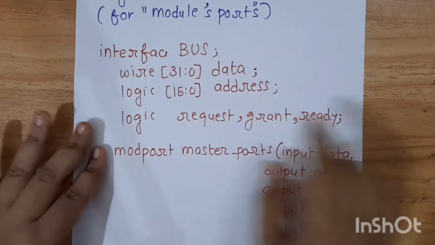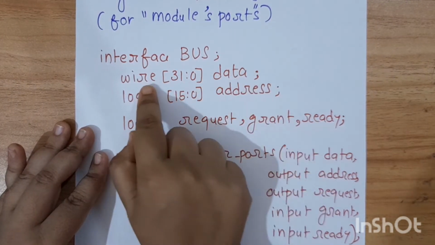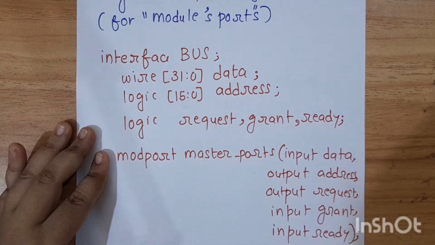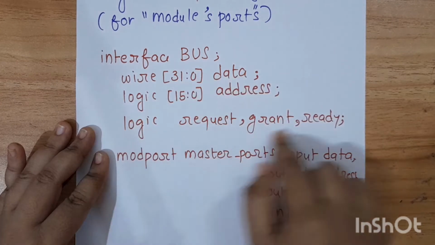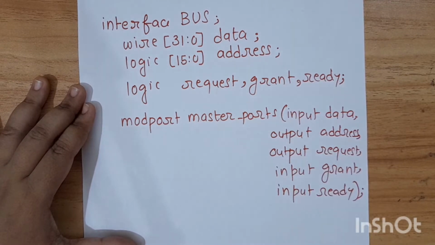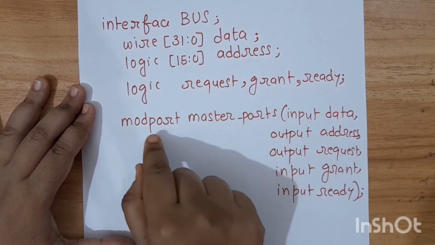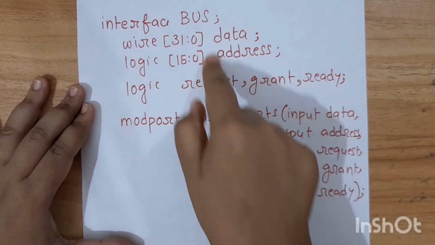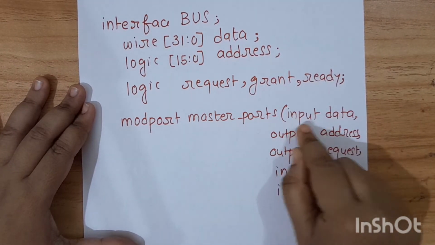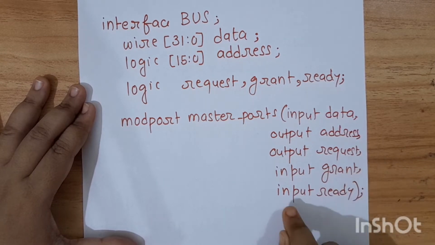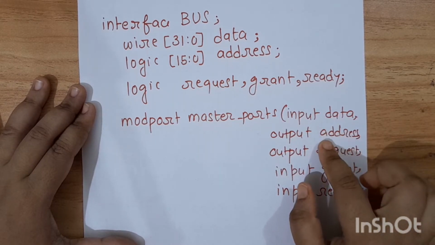Let's see how. Interface bus semicolon, wire 31 down to 0 data semicolon, logic 15 down to 0 address semicolon, logic request, grant, ready. This is the same as the previous interface bus. Now modport master_ports. The modport name is master_ports. For the master, I have provided the direction of the signals: input data, output address, output request, input grant, input ready, bracket close, semicolon. This is the direction with respect to the master.